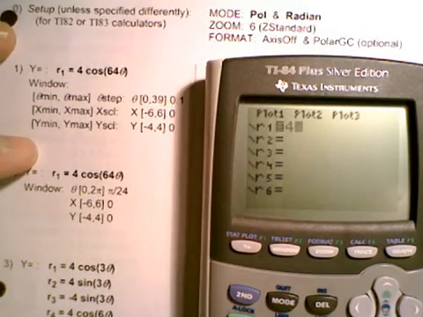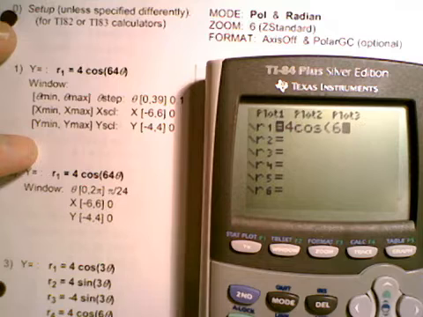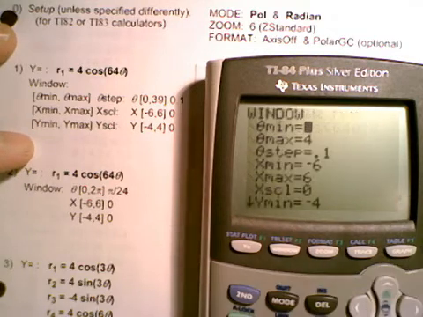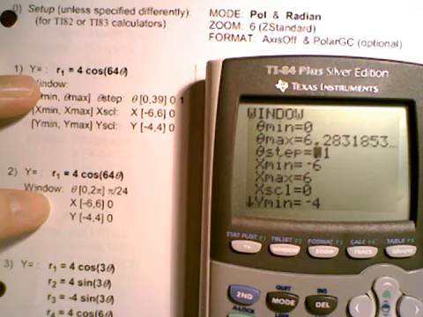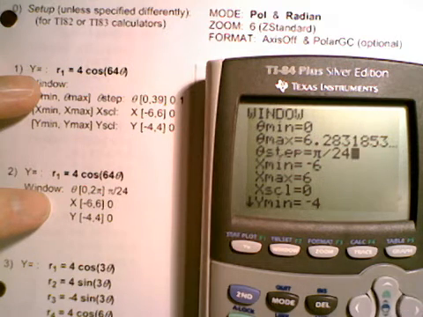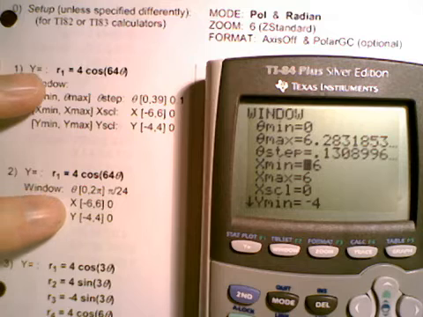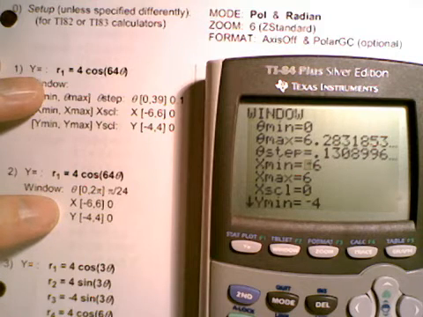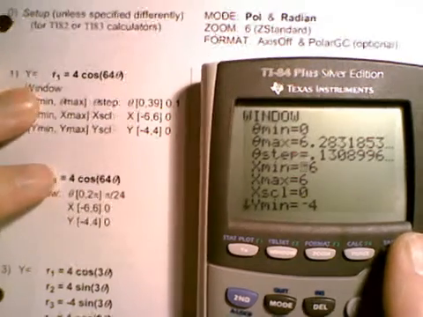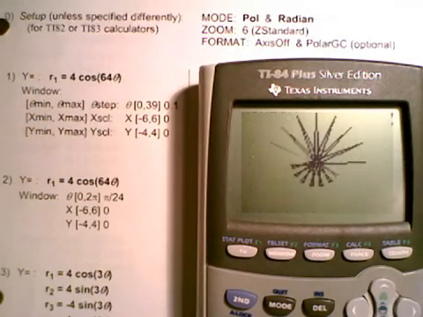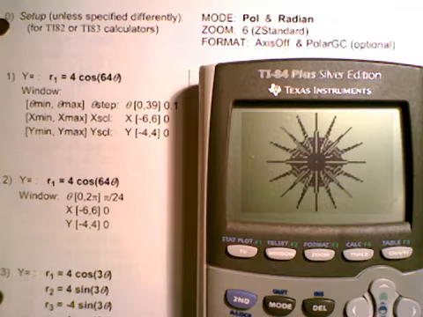Again, I shouldn't have had you erase that. 3 times the cosine of 64 theta. And then we're going to adjust the window, though, from 0 to 2 pi. Okay. And the theta step would be pi divided by 24. You don't necessarily need to memorize this kind of stuff. X and Y is same, so go ahead and hit graph. See if you get the same thing I got. That's pretty wild looking.